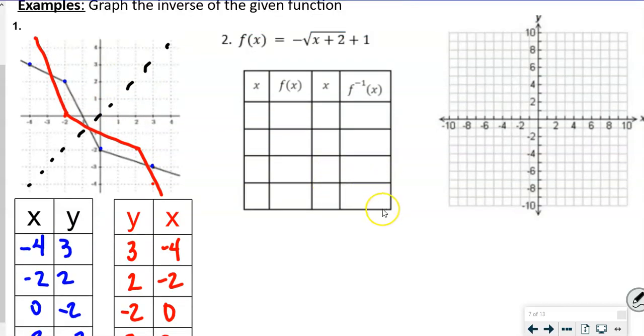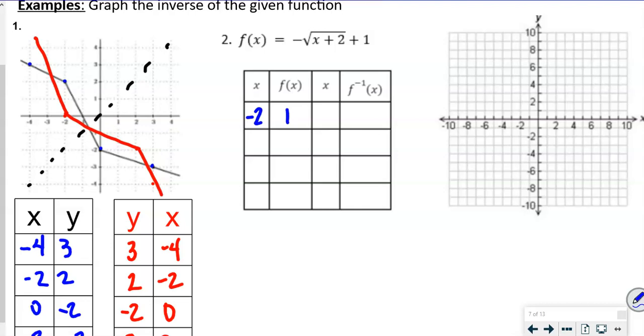Now for this next one, I'm going to plug some points in there, okay? I'm going to put in negative 2. So negative 2 plus 2, that's 0. The square root of 0 is 0, and 0 plus 1 is what? 1. Okay? Then I put negative 1 in there. When I do negative 1 plus 2, that's 1. The square root of 1 is 1, and that would be a negative 1 because we would multiply the negative times it.